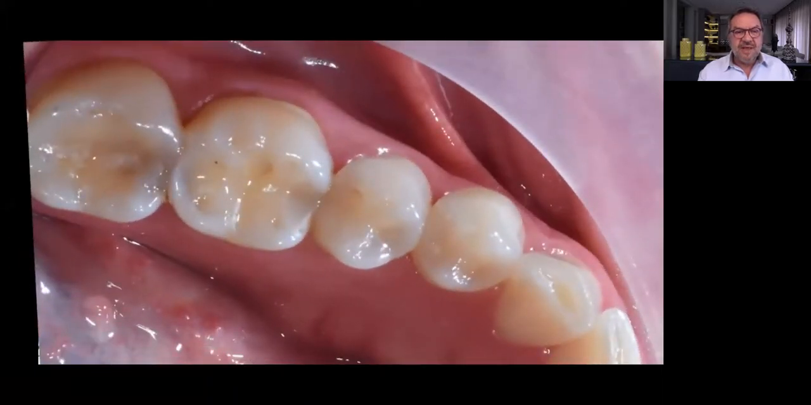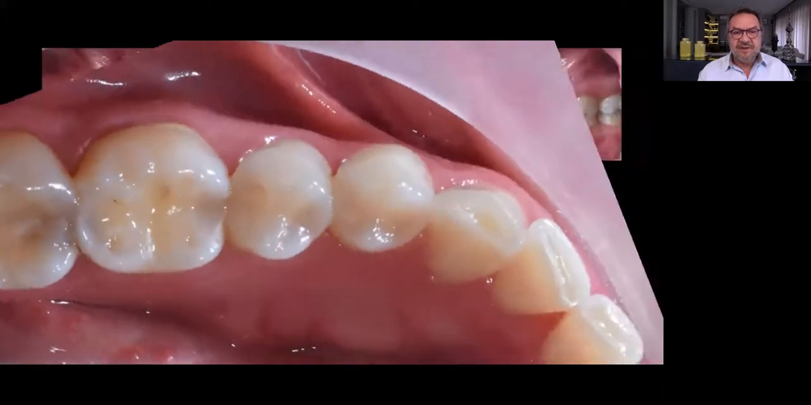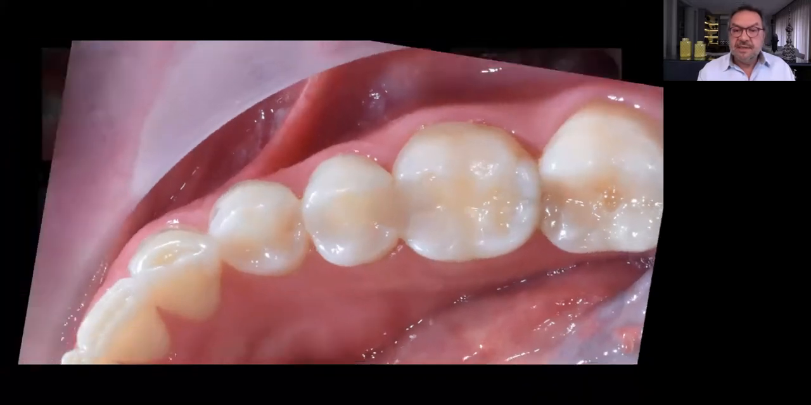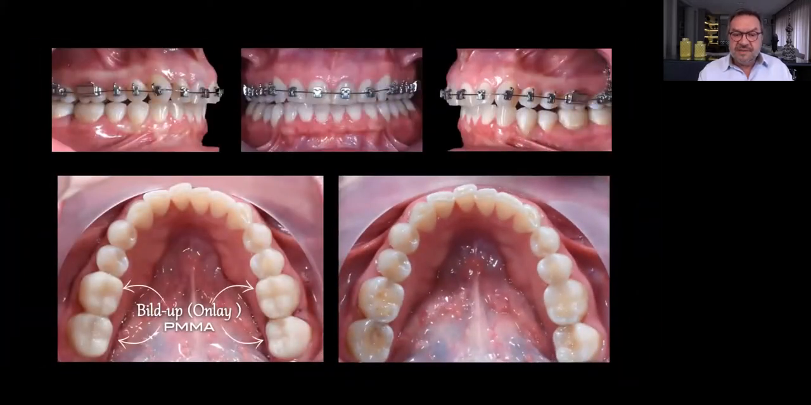Take a look at this molar. We have some problem, the distal part of the first one, and this one as well. And my friend, a prosthodontist, removed this caries and made some build up. It's a kind of build up. He made some onlays from PMMA material, and at the end of the treatment, he's certainly going to change it to a ceramic material, okay?